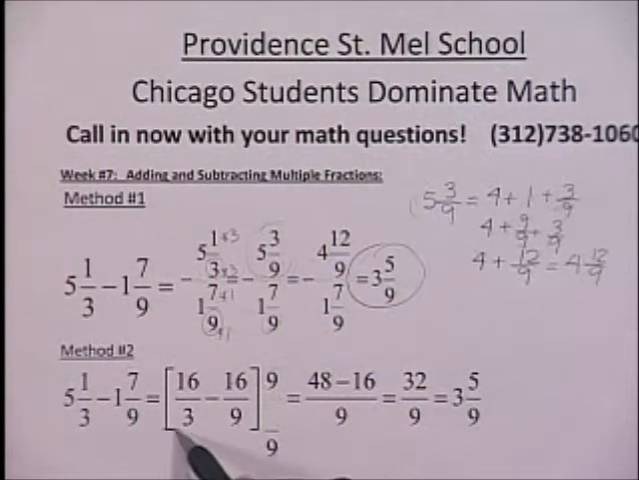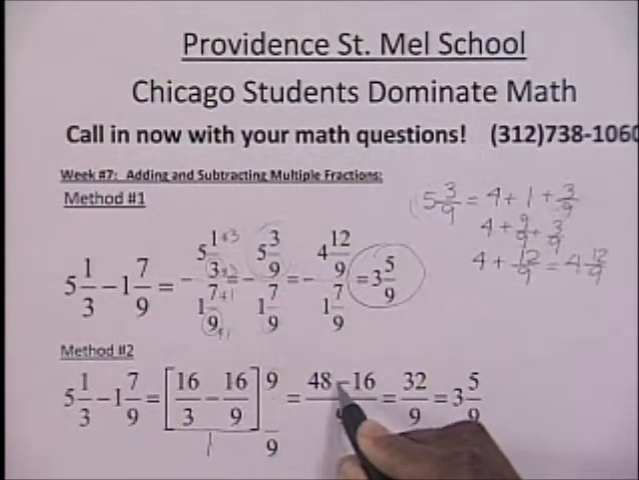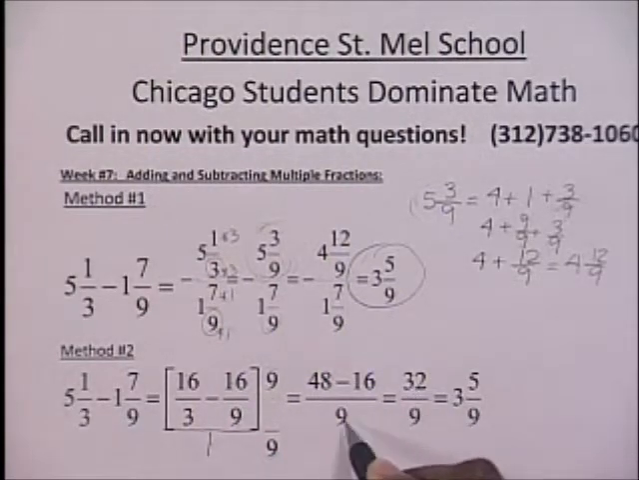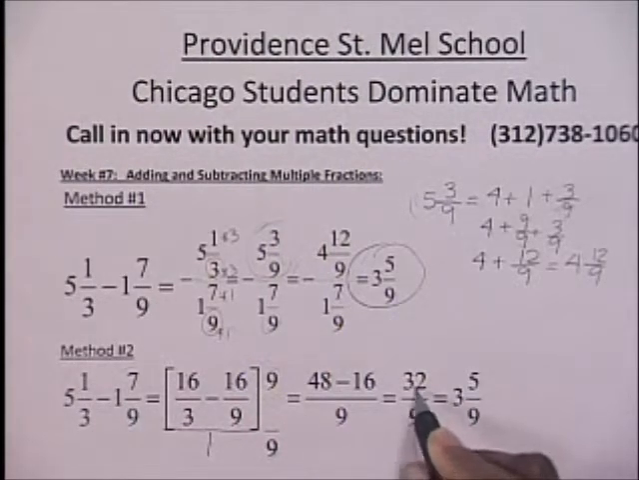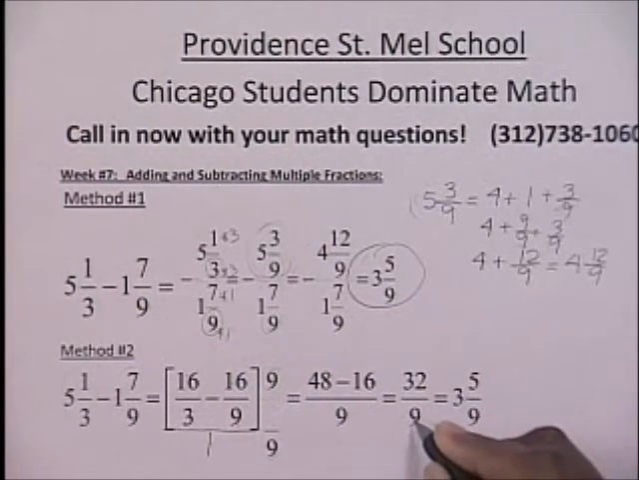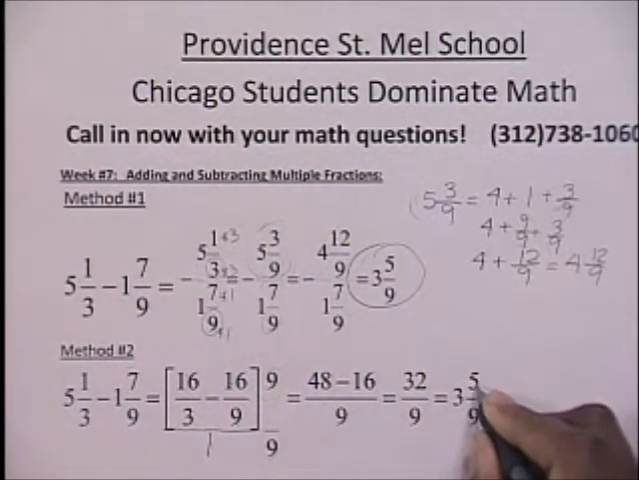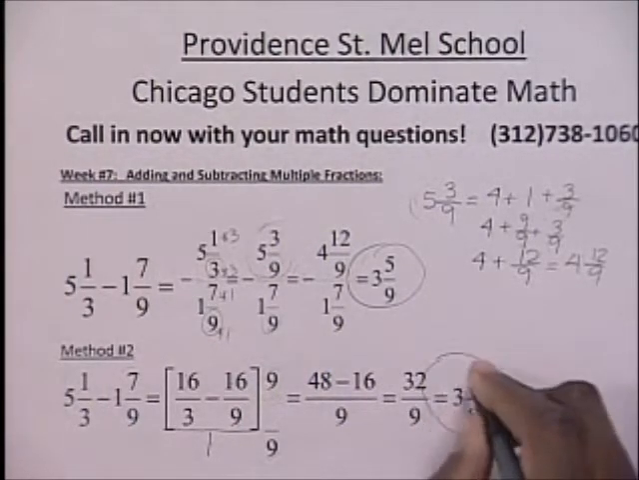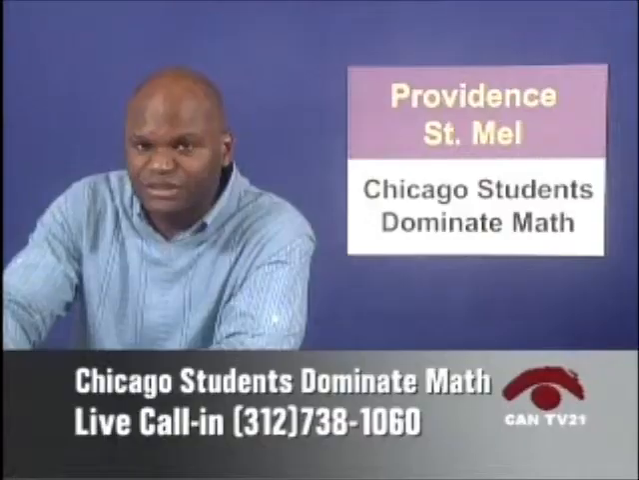And then all of this is over 1. So you multiply 9 times 1, you get the 9. And then you end up with 48 minus 16, which is 32. The 9 you bring over. And then 9 divides into 32 3 times. And if you divide 9 into 32, you get 3, but the remainder is 5. So that's how you end up with the same answer.